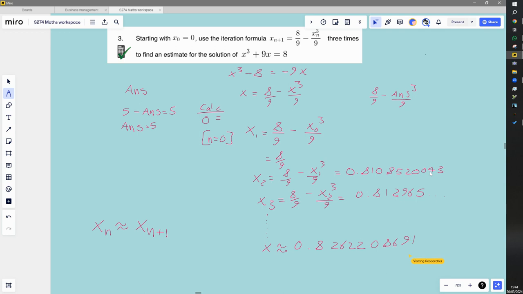So let's think about why that is the case. Well, it's because xn was that, and xn plus 1 was also that. Or if you like, let's say I did it 15 times, x15 was that, and x14 was also that, and x16 is that as well. And so I found a value whereby if I put 8 over 9 minus that value cubed and divide it by 9, I get itself. And so it satisfies the equation. That value works for this equation, which is just a rearrangement of the original equation. So therefore, that's an approximation for the answer for x.